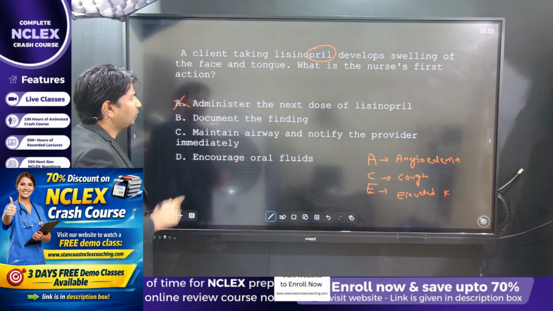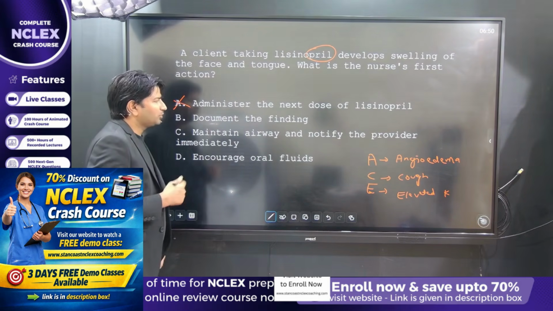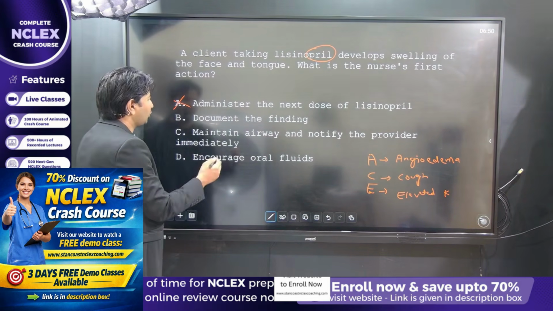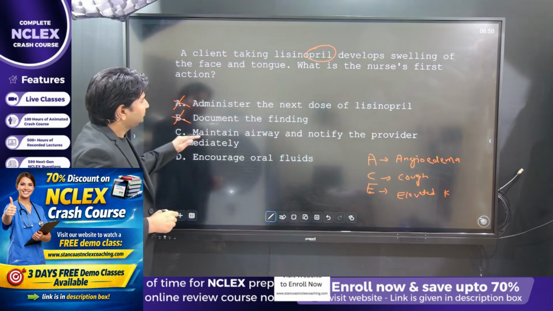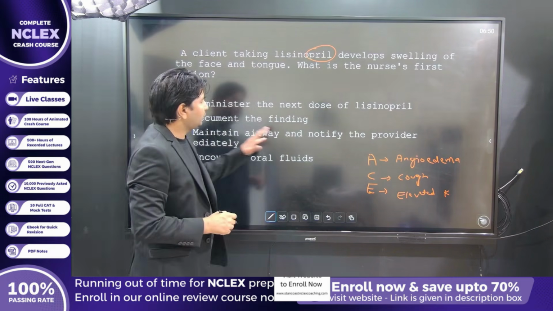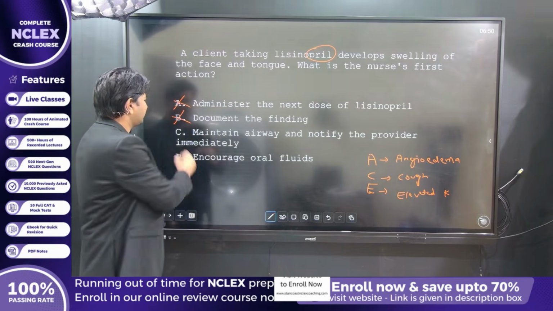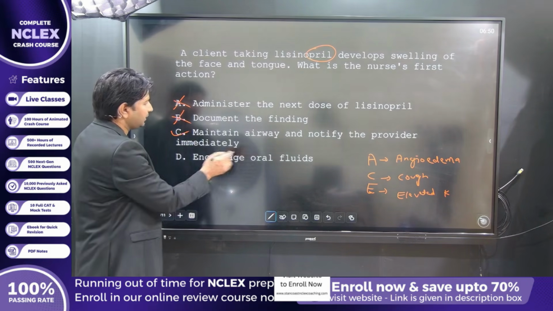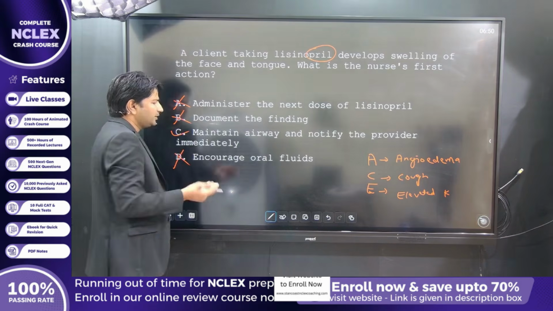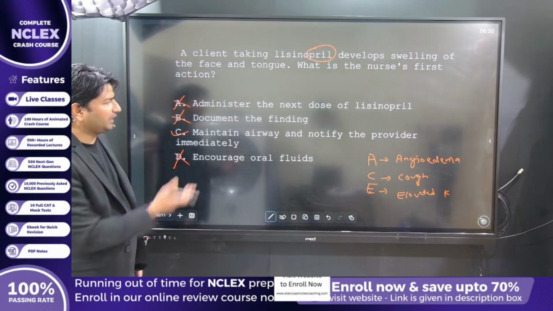Document the finding. Now, if this is not normal, we will not just document this. First of all, we will stop and then inform the doctor. Maintain airway and notify the provider immediately. Yes. We will maintain the airway and notify the healthcare provider. Encourage oral fluids. Increasing oral fluids will not reduce the angioedema.